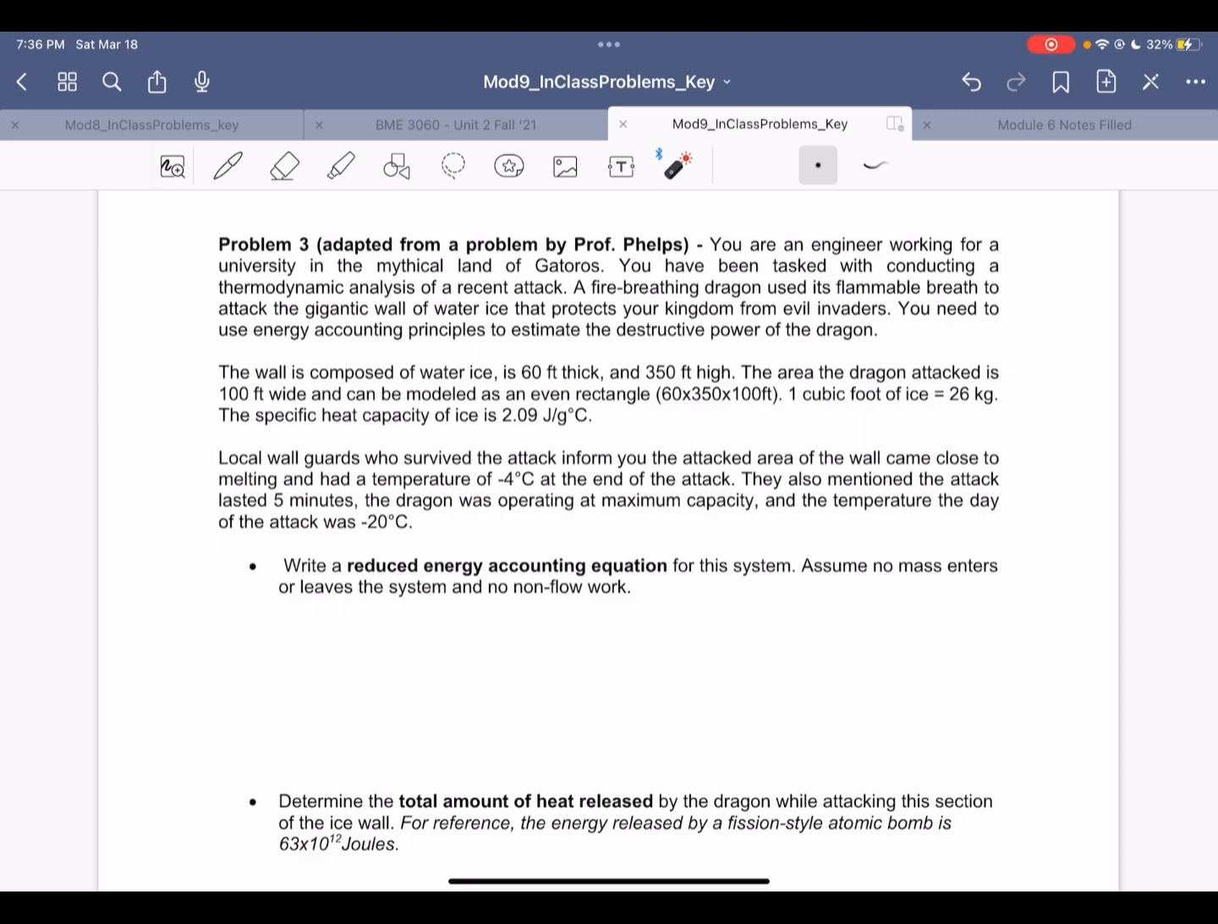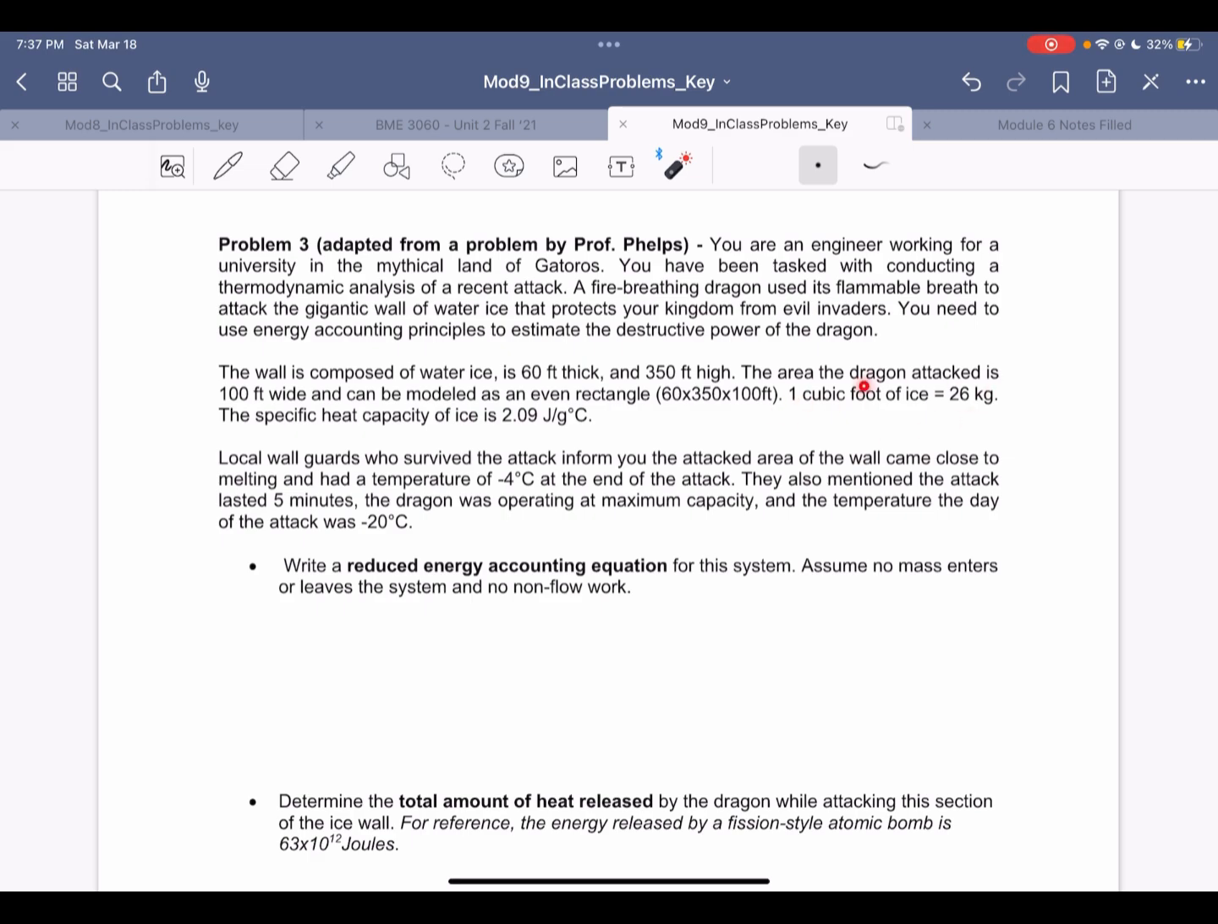A fire-breathing dragon has used its flammable breath to attack the gigantic wall of water ice that protects our kingdom from evil invaders. We need to use our energy accounting principles to estimate the destructive power of the dragon. The wall is composed of water ice. It's 60 feet thick and 350 feet high. The area the dragon attacked is 100 feet wide, and we can model it as an even rectangle, 60 times 350 times 150 feet.